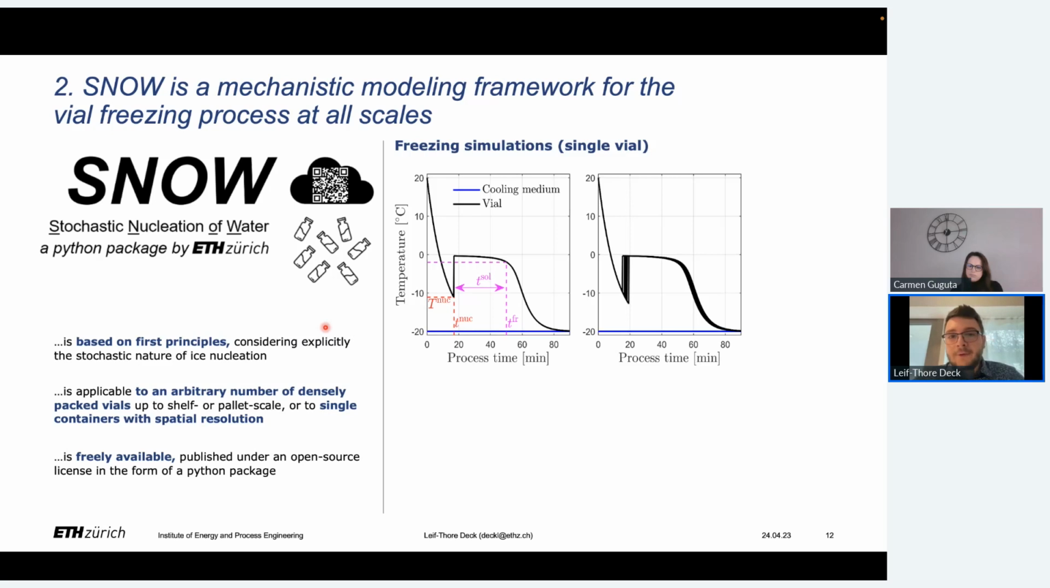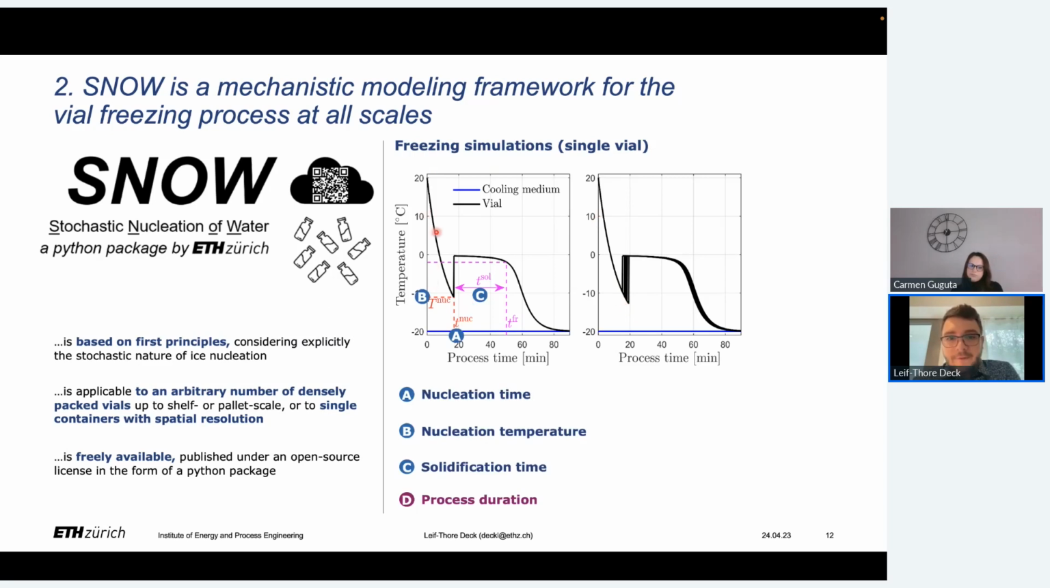Now, what do we get from this model? If we do a single vial simulation without spatial resolution, so the most simple thing you can do, you will get the evolution of temperature in this vial. And if you run this simulation multiple times, you also get the stochasticity of it. So you see here a spread in the time and the temperature when nucleation happens. Of course, if we just have a single vial, this is not yet very interesting.